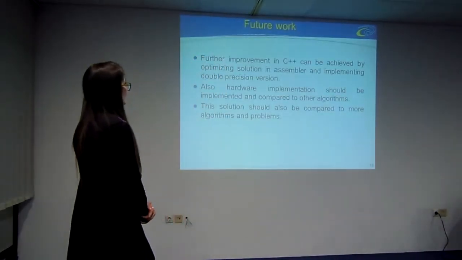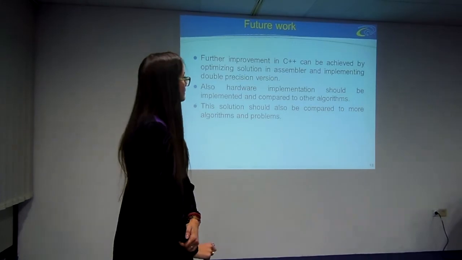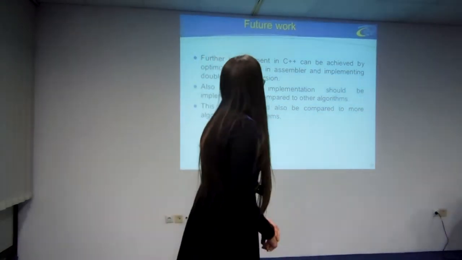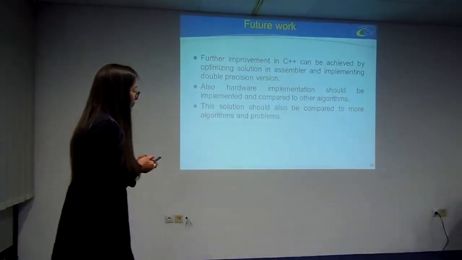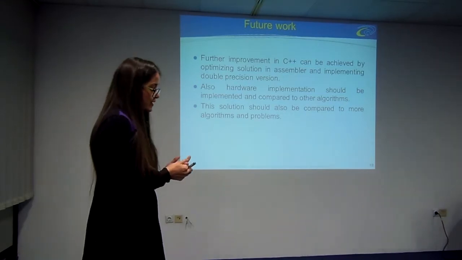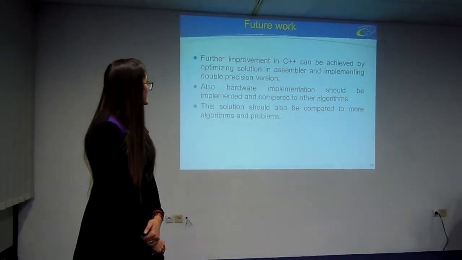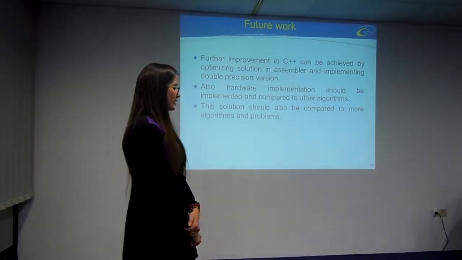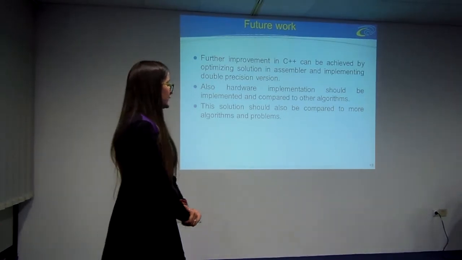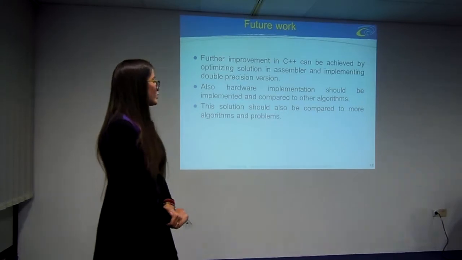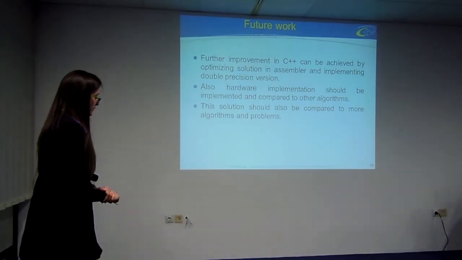Future improvement in C++ can be achieved by optimizing the solution in assembler and implementing a double precision version. Also, hardware implementation should be implemented and compared to other algorithms. And this solution should also be compared to more algorithms and problems.